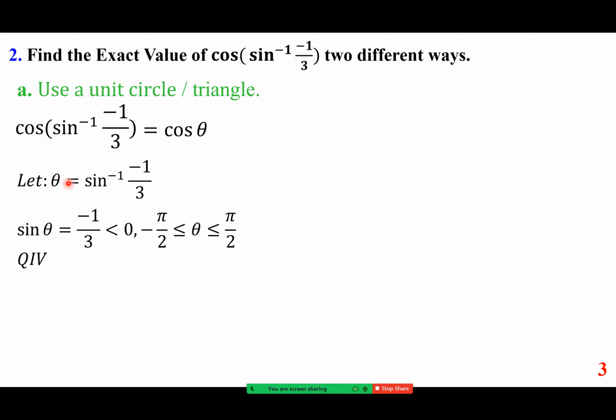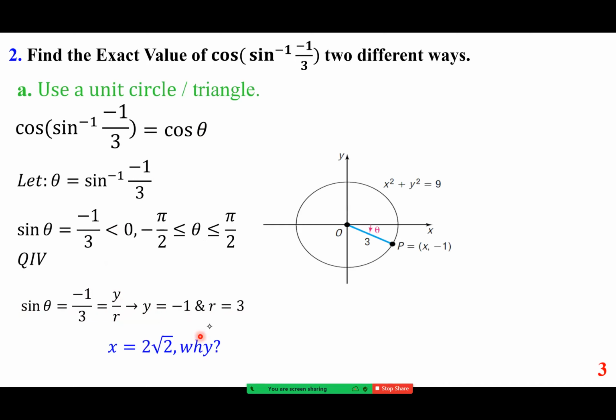And we are looking for cosine of that. And we know in the fourth quadrant, cosine is positive. So if we want to go with the unit circle, sine is negative 1 over 3, or y over r. So y becomes negative 1 and r is 3. Remember, r is always positive. And x becomes 2 square root of 2.